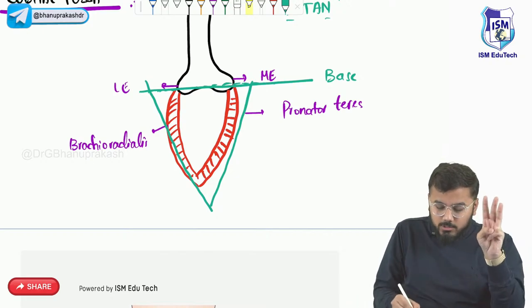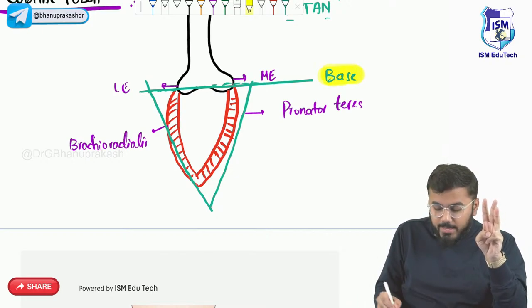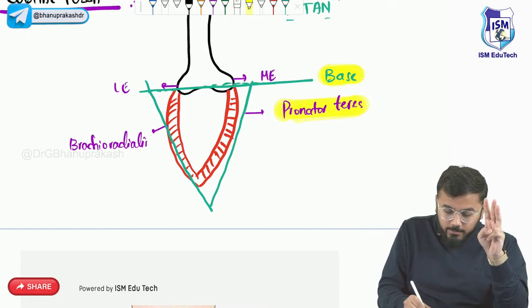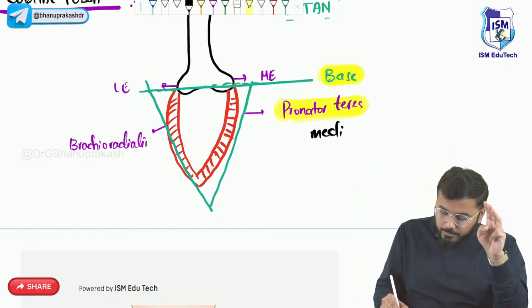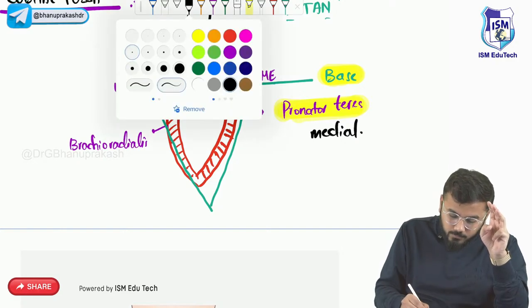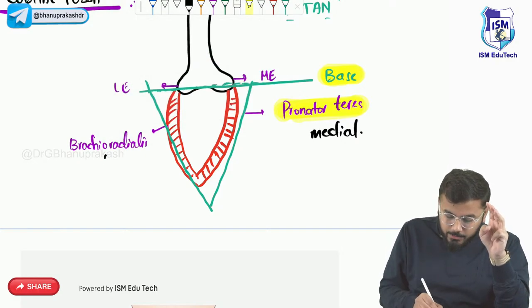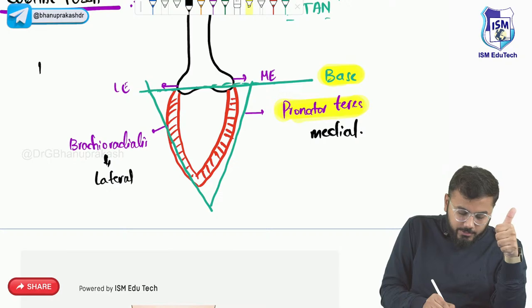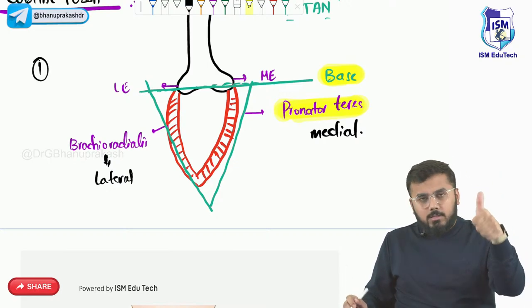So what are the three borders of the cubital fossa? One is the base. Another is the pronator teres, which forms the medial border. Brachioradialis forms the lateral border. So medial border, lateral border, base. We are done with our first question, the borders of the cubital fossa.